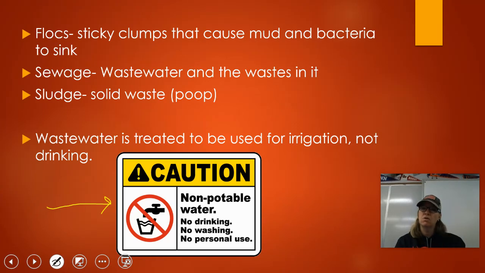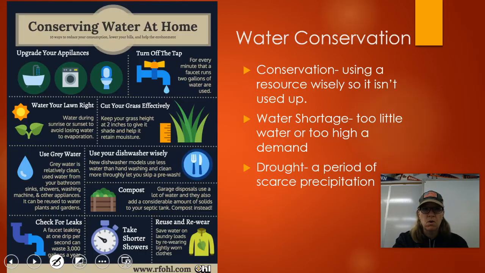Parks and golf courses will use this, like I said, for irrigation. But if you see a sign like that, don't drink the water. It's still not up to standard for drinking. Okay? You can pause this video and go ahead and write down the rest of that vocab right now. We've got flocks, we've got sewage, and we've got sludge. And that's pretty much it for section 1.